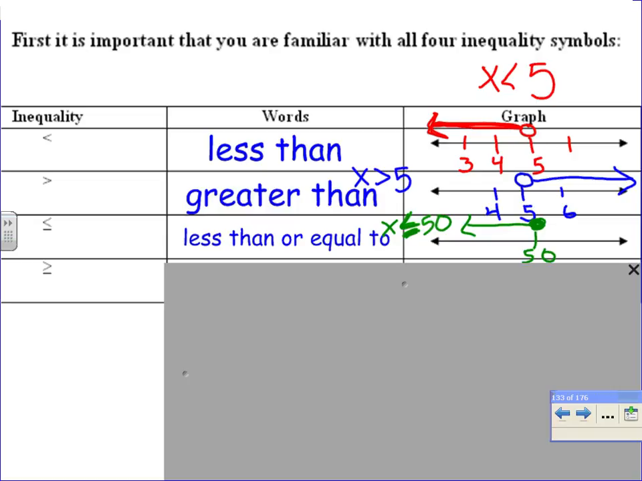Yep. You could think of it like that. Yeah. Is that confusing to you or no? Okay. Just making sure. Okay, last one.